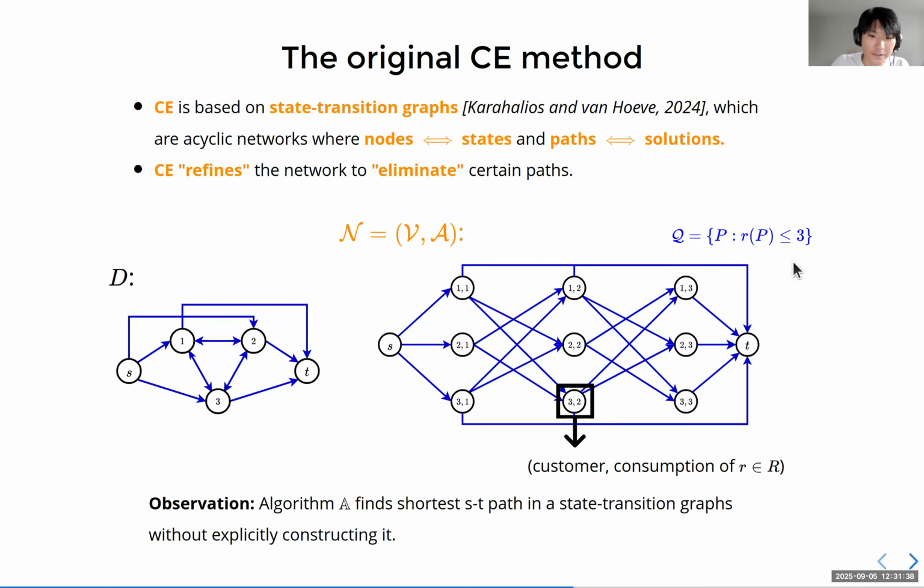And a nice observation to have here is that if you're using algorithm A to solve the pricing problem, then essentially what this algorithm is doing is finding a shortest ST path in a diagram like this. But because of the way these algorithms are implemented with many dominance rules and smart implementation tricks, they don't really explicitly construct this diagram, which is different than if you solve this with network flow, where you really create all of these states.